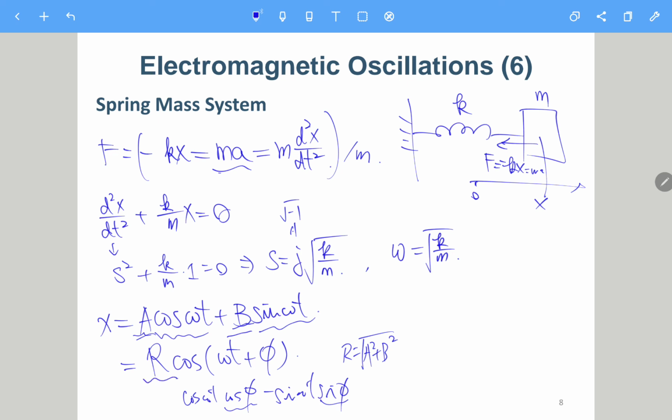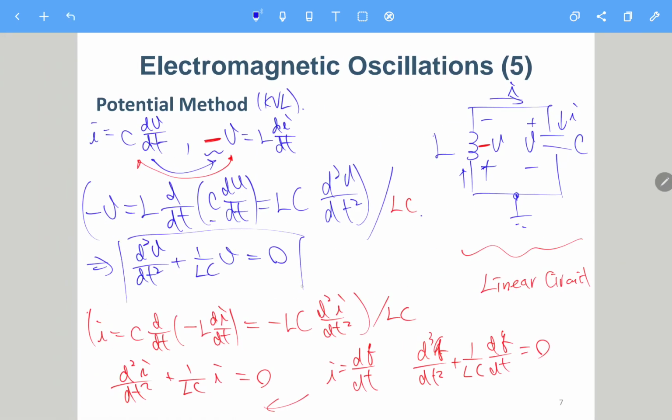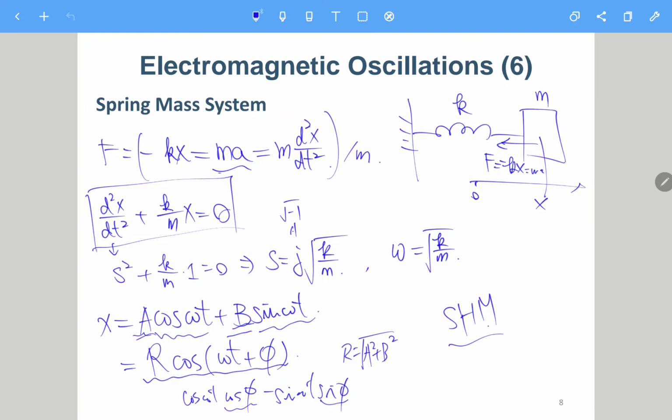So this will be the familiar equation for simple harmonic motion, which is just a sinusoidal function. And of course, you can compare this equation with this one. They look actually the same. The only difference is that here we have 1 over LC, and here we have k over m. So for that case, omega is 1 over the square root of LC rather than the square root of k over m.